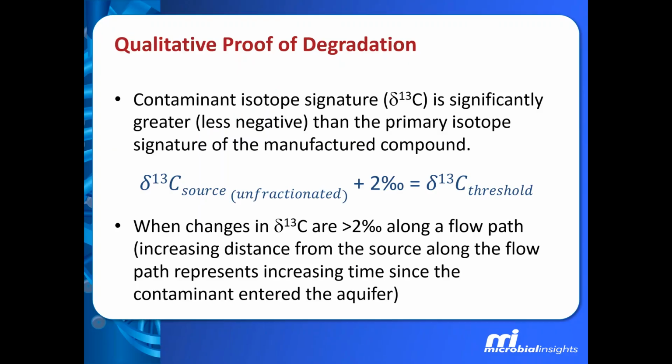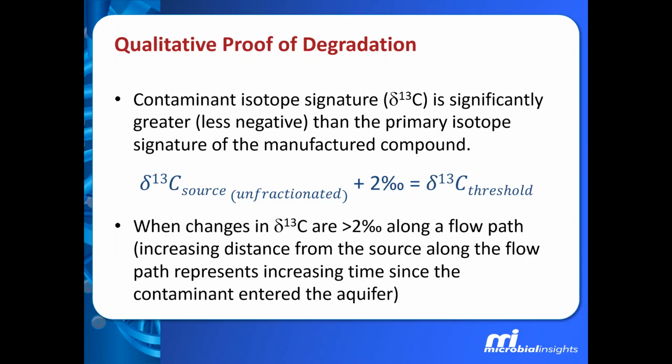But the question you might have is, well, how much do you have to see that isotopic signature change before you can be sure that you are looking at biodegradation? And there is a rule of thumb. If you go back to the EPA document, you'll see where this comes from. A rule of thumb is that if we see the del 13C value change by 2 per mil, become less negative, then that's good evidence of biodegradation.